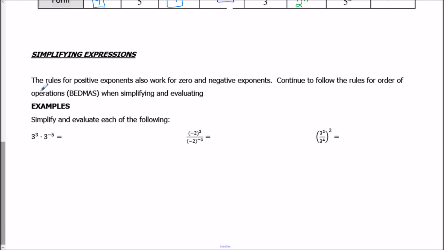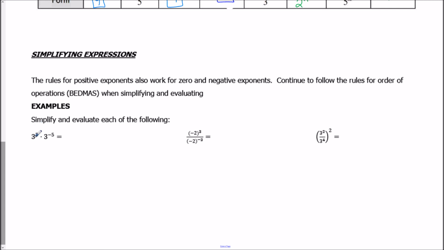So simplifying expressions, the rules for positive exponents also work for 0 and negative exponents. So continue to follow the rules for order of operations or BEDMAS when simplifying and evaluating. So right here, simplify and evaluate the following.